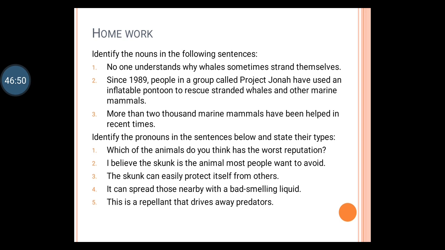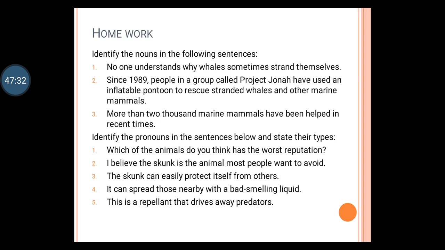You are to identify the nouns in the following sentences from numbers 1 to 3, and then from numbers 1 to 5, you have to identify the pronouns in the sentences and state their types. Now, you are in JSS1, and it is important that you read instructions carefully. If you can read instructions to question papers carefully now, it will help you when you get to SS3 and you're writing your final exams.